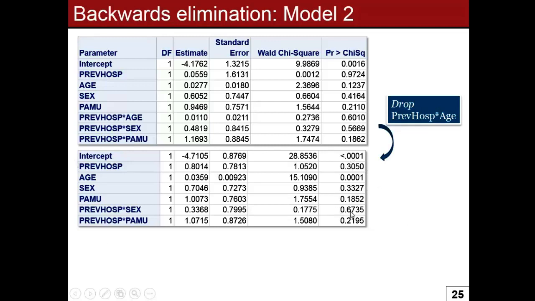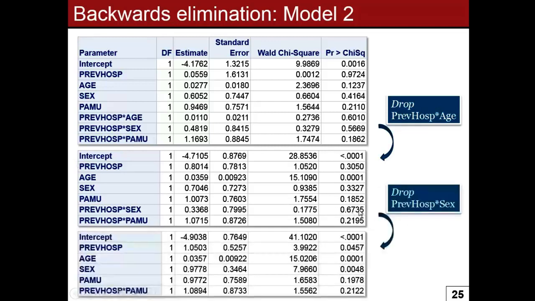Now you can say, it looks like previous hospitalization times sex is 0.6735. That's a higher p-value than the others. Let's drop it and rerun the model. And then the remaining EW term is still 0.212. And then you would say drop that too, because it doesn't meet some threshold. You might say maybe it has to be 0.05 or 0.1 or whatever it's going to be to keep it in the model. So this showed up in biostatistics as the backward elimination method.